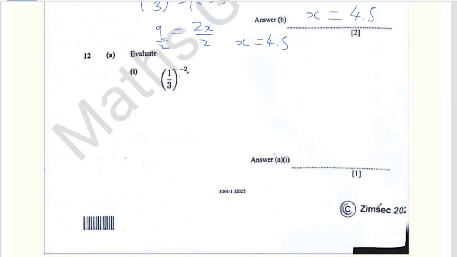All right. Moving on to question 12. Evaluate 1 over 3 to the power minus 2. Any number x to the power negative a is equal to 1 over x to the power of positive a. So here we've been given 1 over 3 to the power minus 2. So it is the same as 1 over 3 squared, which is the same as 1 over 9, because 1 squared is 1, 3 squared is 9.